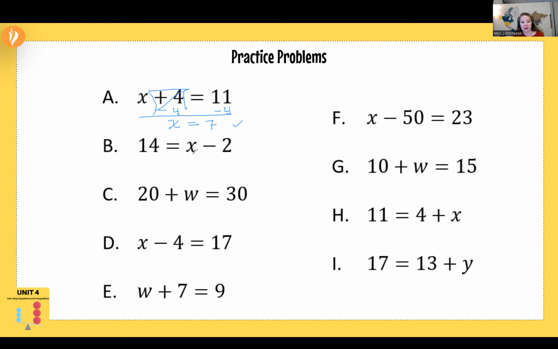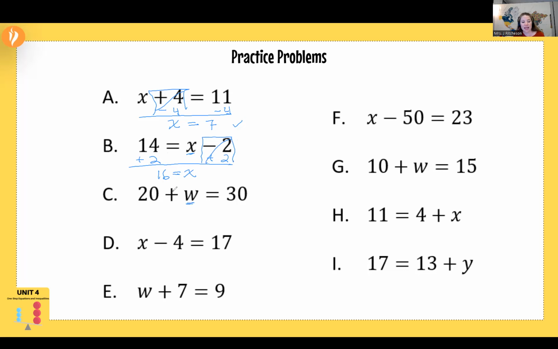Letter B, we find our variable. What's happening to our variable? 2 is being subtracted from it. So what's the opposite of minus 2? The opposite of minus 2 is plus 2. So once we add 2 to both sides, our 2's are gone. We have x is equal to 14 plus 2 is 16. And then think about it, plug it in. Does 16 minus 2 equal 14? Yes.